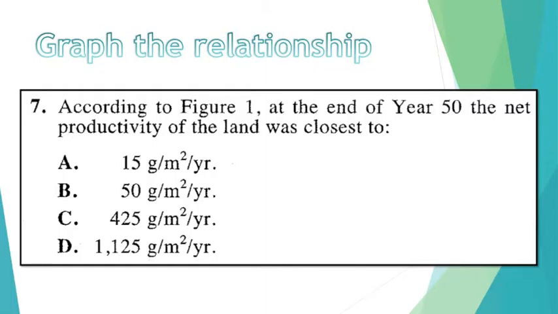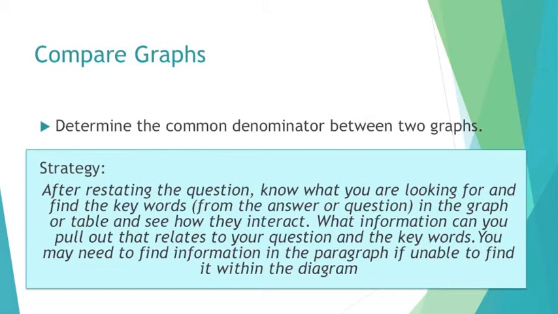The next thing your student will be asked to do is compare 2 or more graphs. They may be asked to determine the common denominator between 2 graphs. These questions may require them to use information in the paragraph if they're unable to find information from the graphs provided. Just like with graph relationship questions, you want your student to restate the question, know what they're looking for, and find the keywords from the answer or question in the graph or table and see how they interact. Have them try to pull out information that relates to the question and the keywords.